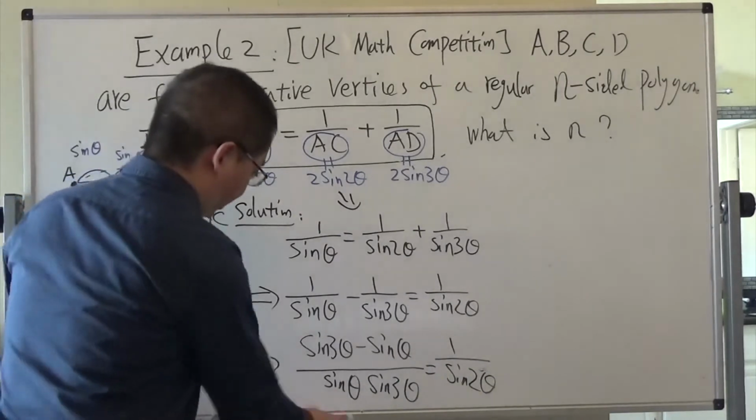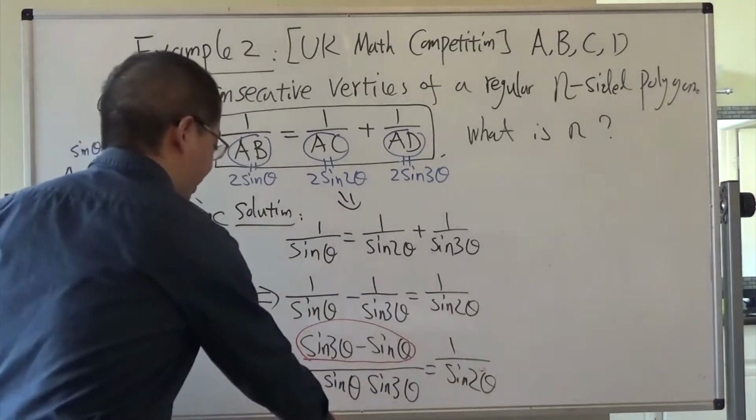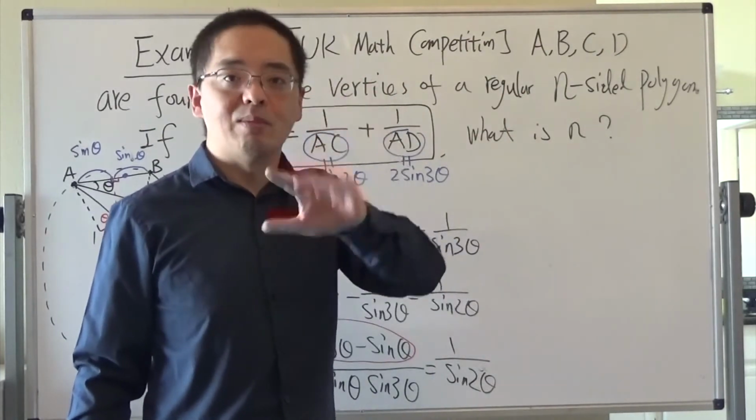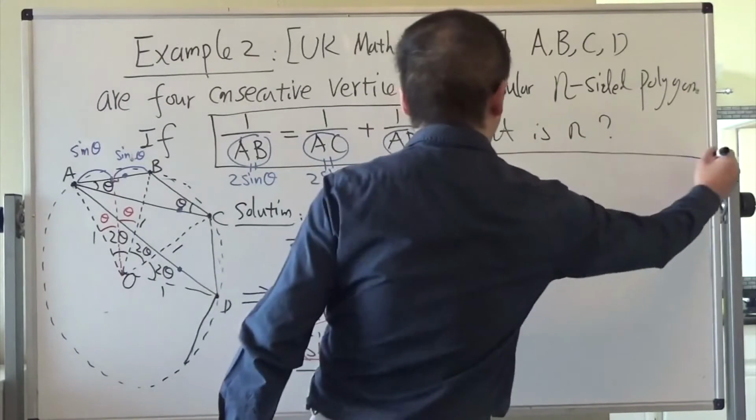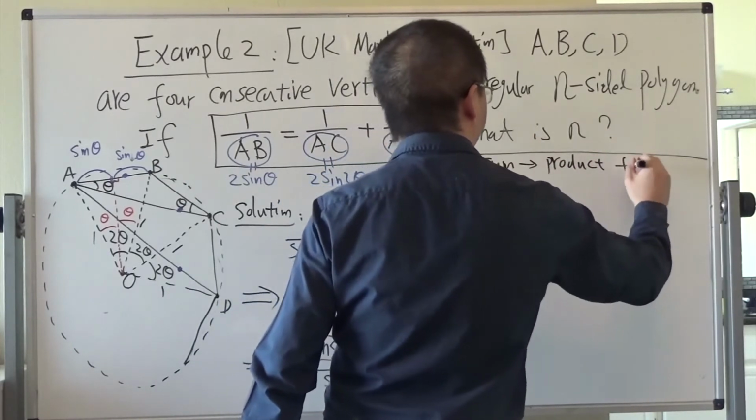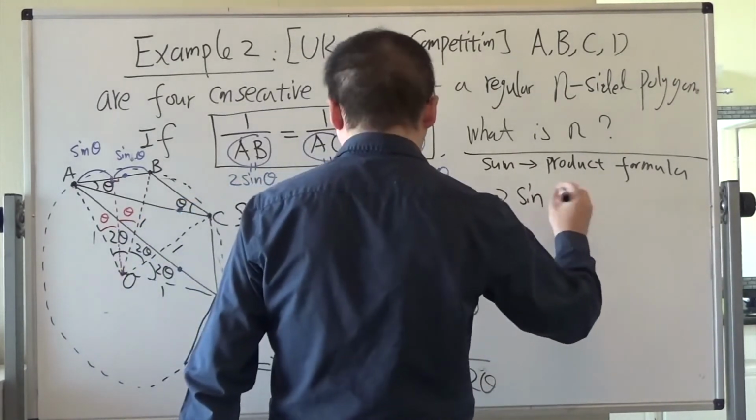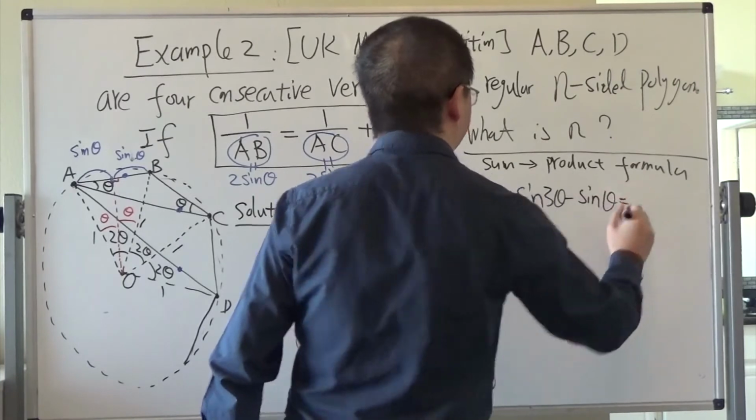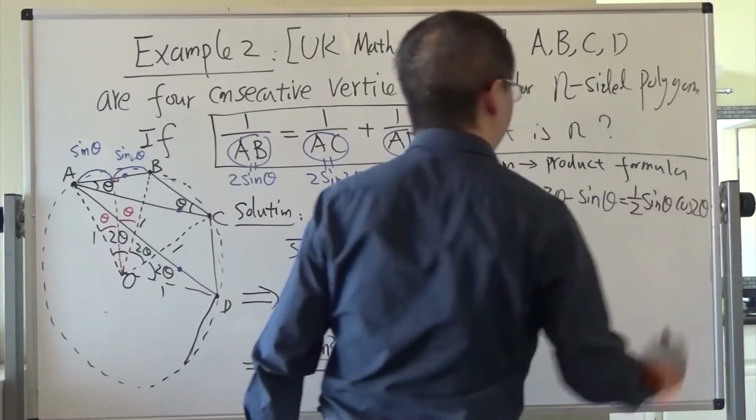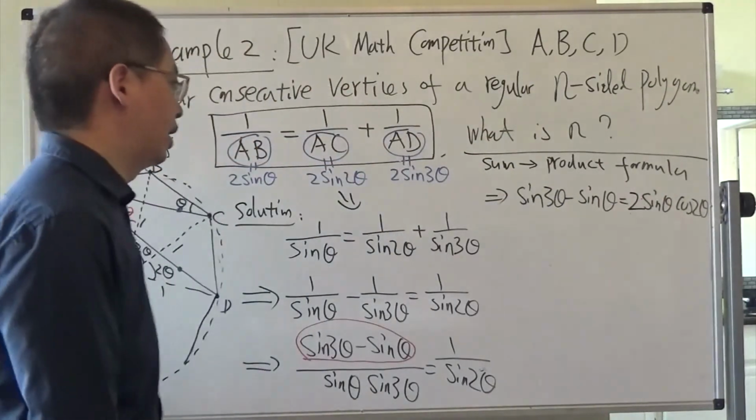Now here we have a difference between two sine functions, sine 3 theta minus sine theta. Let's apply the difference to product formula, or say the sum to product formula. By the sum to product formula, sine 3 theta minus sine theta equals twice sine theta times cosine 2 theta.